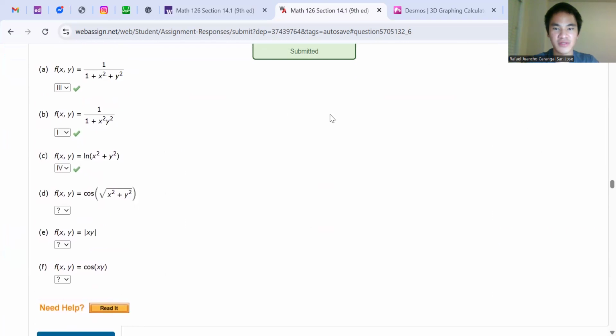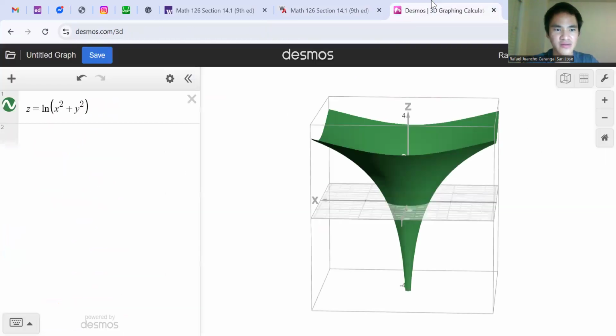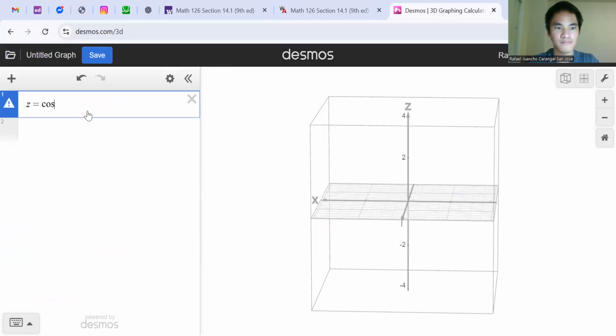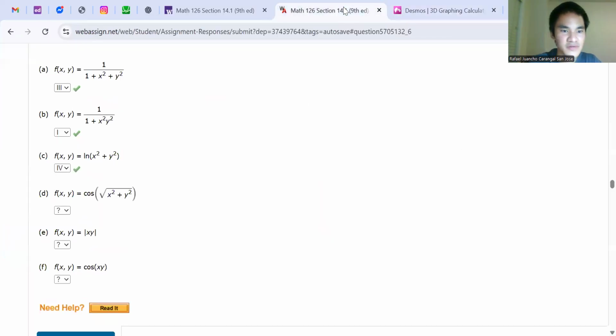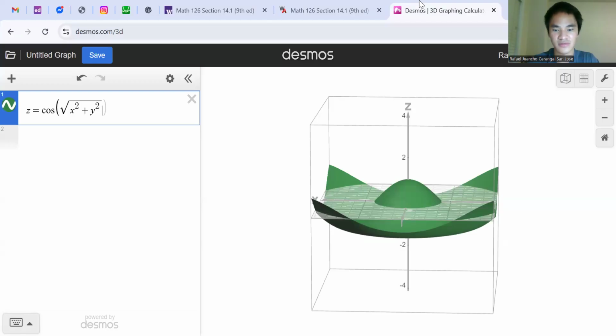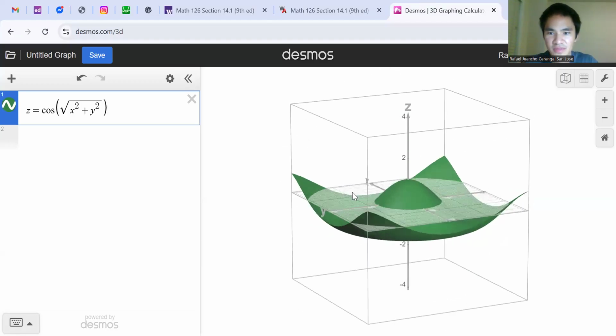Next, let's just go through it. We have cosine, so probably something like cosine of the square root of x squared plus y squared. There we go. It looks like that.